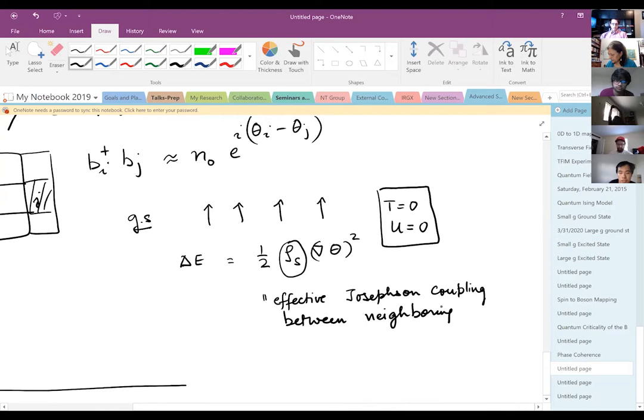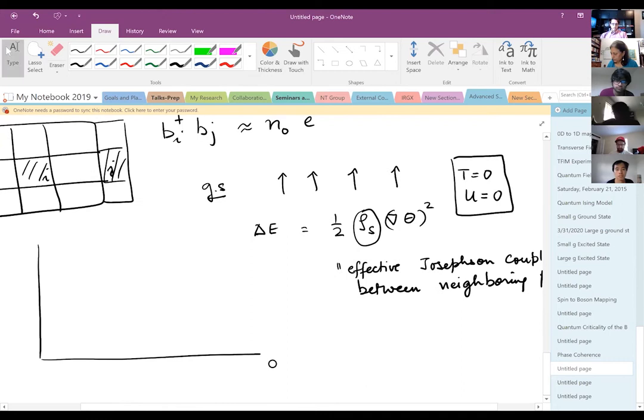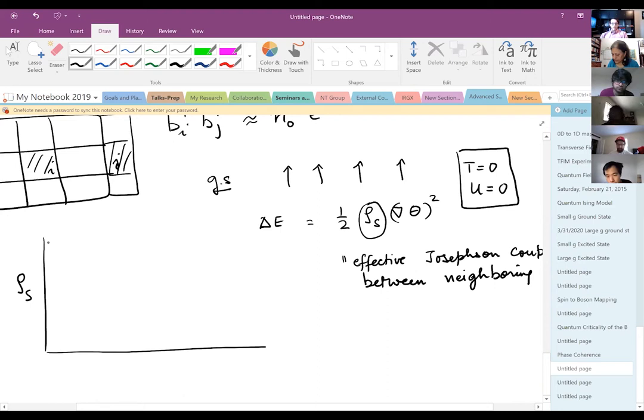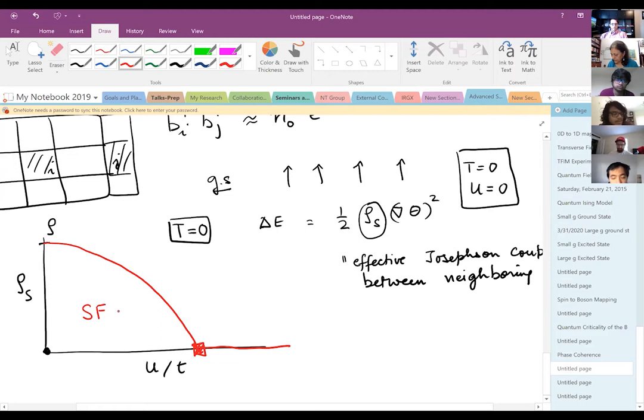Okay, so that's rho s. What I'm saying here is that this rho s starts out at one, or you can say at rho, the total density when U is zero. I'm always going to keep temperature equal to zero now. But as you increase U, at some point this quantity becomes zero and indicates that you have entered a Mott state. So this is the superfluid. Here is Mott.